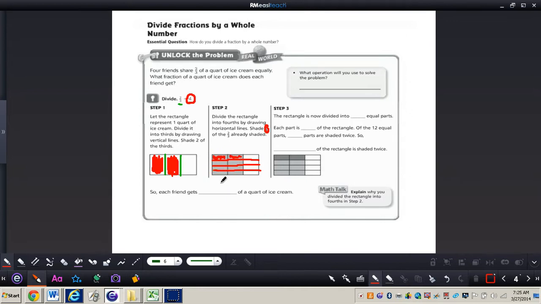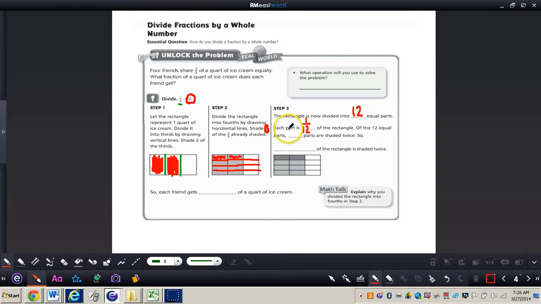Okay, now for step 3, it says the rectangle is now divided into how many equal parts? We can see 12 equal parts total. Okay, even though this isn't shaded in, it's still part of all the equal parts. So 12 equal parts, we can see that. Let's write that in your book. Each part we can see is 1/12 of the rectangle.